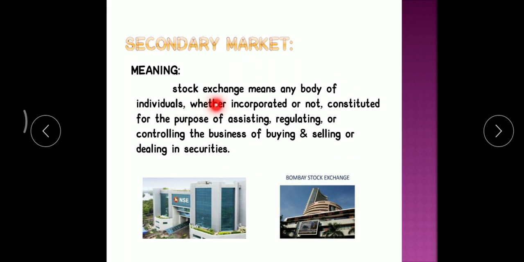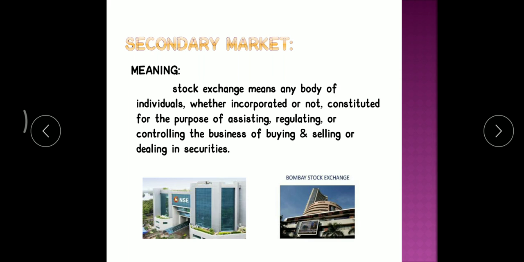So here is the meaning of secondary market. Stock market means any body of individuals, whether incorporated or not, constituted for the purpose of assisting, regulating or controlling the business of buying and selling or dealing in securities. According to the Securities Contracts Regulation Act of 1956, a stock market means any body of individuals, that is, any institution, whether incorporated or not, constituted for the purpose of assisting, regulating and controlling the business of buying and selling of securities. You give them regulations and protective measures to follow, guiding the business of dealing in securities. That is called a stock market.